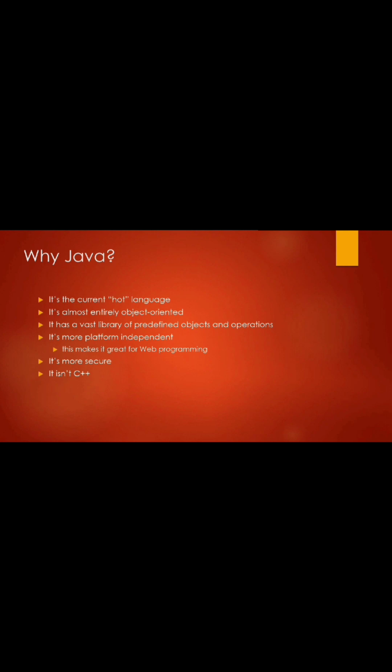The next is why Java, that is, why do we prefer Java over other languages? Java is the current hot language among other languages. It's almost entirely an object-oriented programming language. It has a vast library of predefined objects and operations. Java is platform independent, that is, it makes it great for web developing and web programming. It is more secure than other programming languages. And the most important key is its similarity to C and C++.